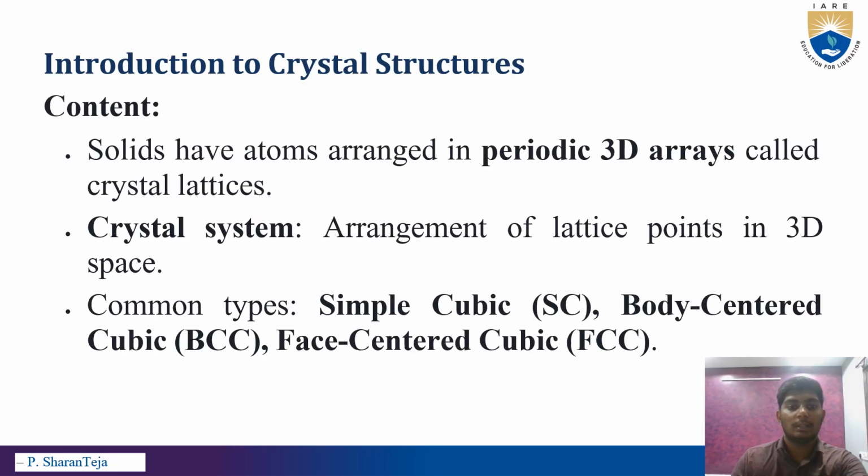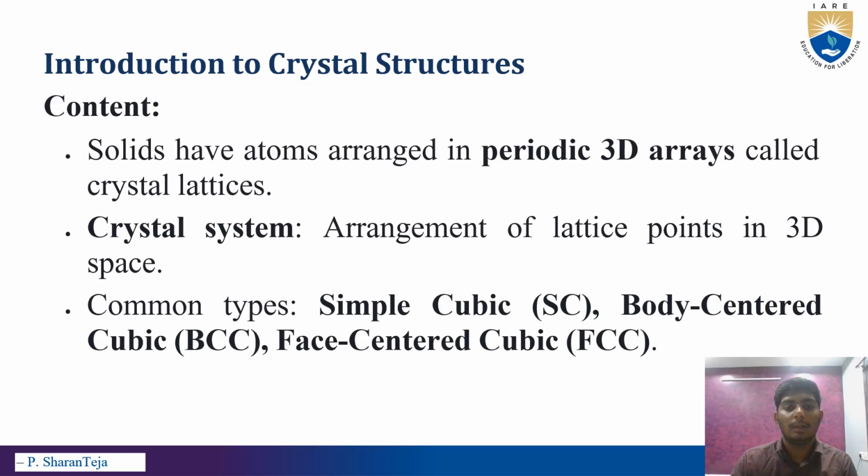Introduction to crystal structures. To understand FCC, we should first understand what a crystal is. A crystalline solid consists of atoms arranged in a repeating and orderly three-dimensional pattern called a crystal lattice. Examples of crystalline solids include metals Cu, Al, and Fe, which means copper, aluminum, and iron, salts like NaCl, and diamond. In contrast, amorphous solids like glass and plastic do not have long-range atomic order.